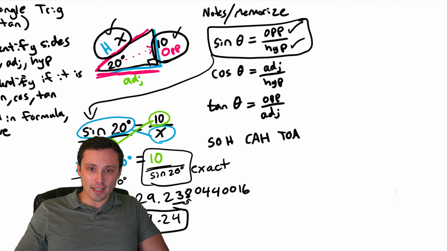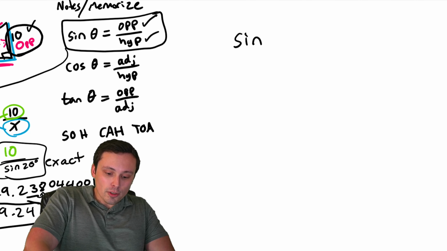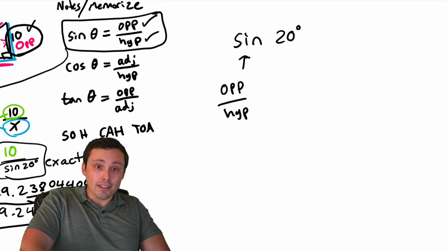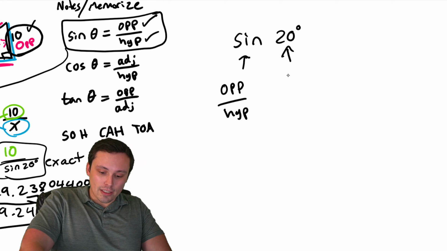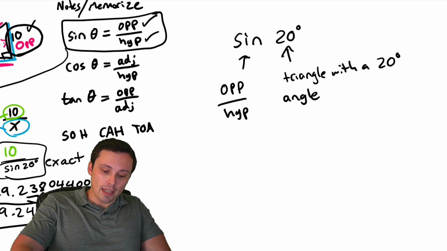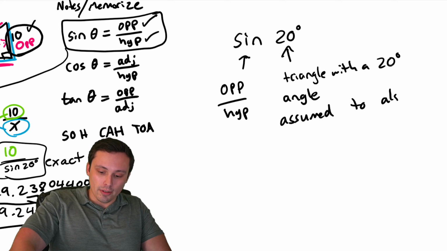Let me write that over here. When you type in sine 20, what is your calculator actually thinking? Pressing the sine button is telling your calculator that you want the ratio of the opposite to the hypotenuse. By typing in the 20, you're telling your calculator that you want a triangle with a 20-degree angle. And because these are programmed to only be done in right triangles, it's assumed to also have a 90-degree angle.